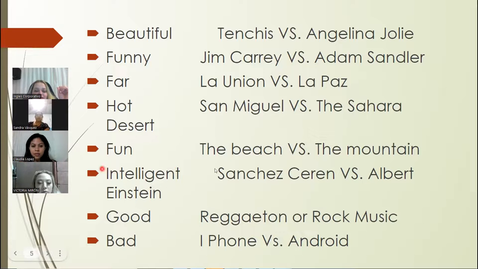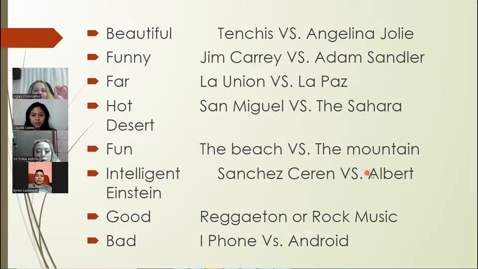This one we already did, but we can do it again. Intelligent is 1, 2, 3 syllables. More intelligent. It's more intelligent than... Ya hay que actualizar al presidente. It's a new one. All right, good.